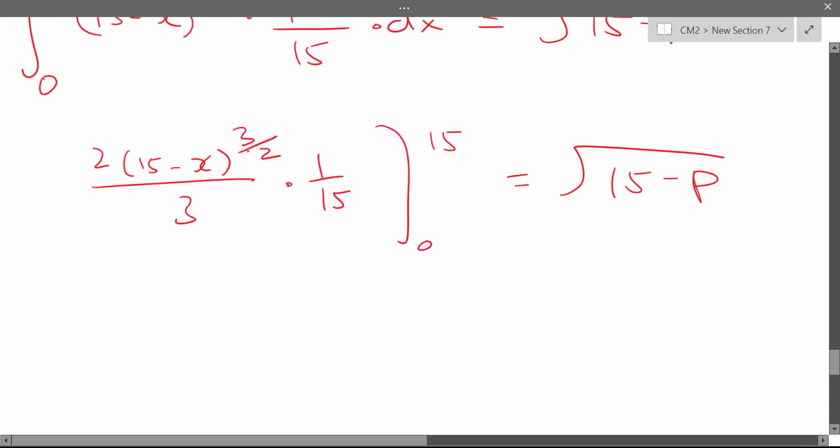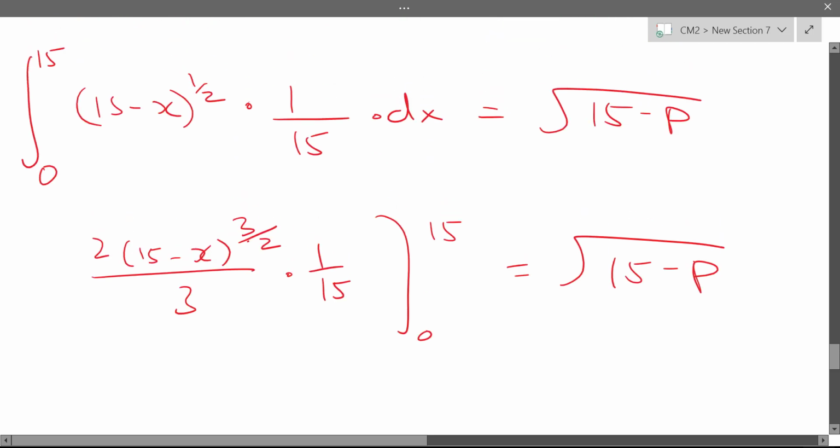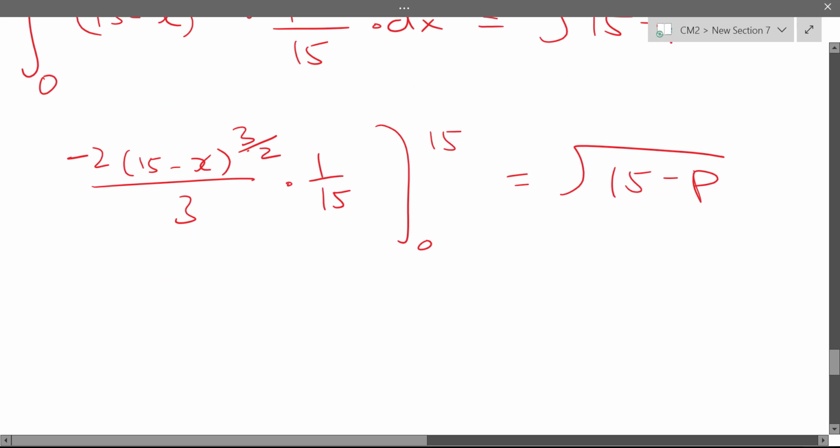Okay. Now, let us just put in the values. So, at 15 this whole expression will just become 0. Okay. And since x is negative, this will be negative. Okay. So, this entire expression will become 0 at 15. At 0, this expression will be equal to minus of minus. So, that will just become positive. So, 2 by 15 times 3 is 45, and 15 to the power of 3 by 2. Okay. This is equal to root over 15 minus p. Okay. Now, I want to solve for p. Okay. So, now let us just see how can I find the value of p.